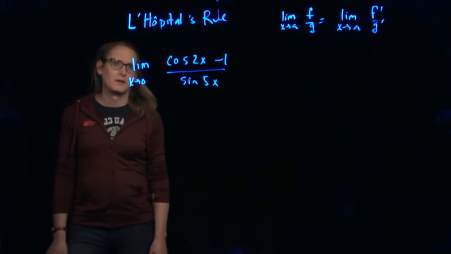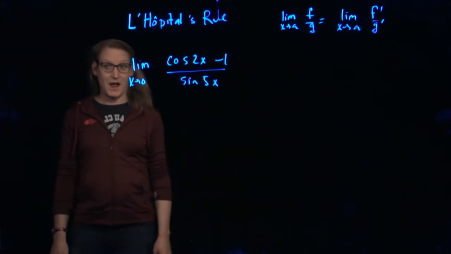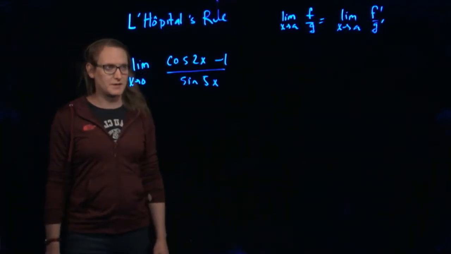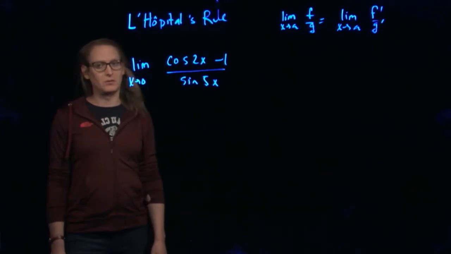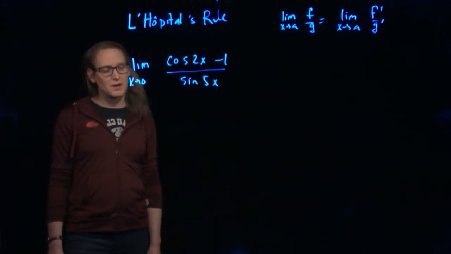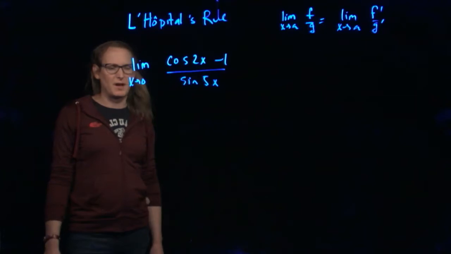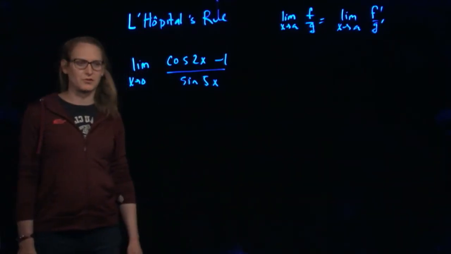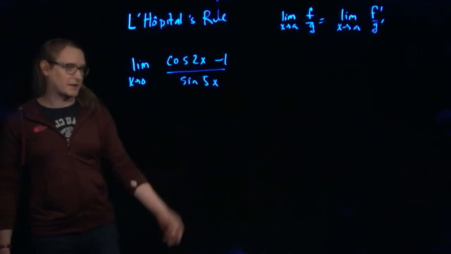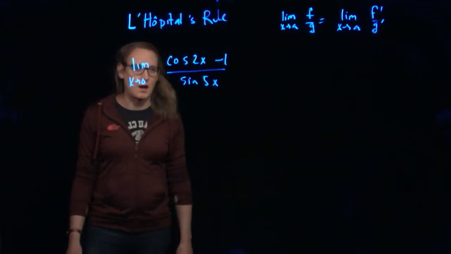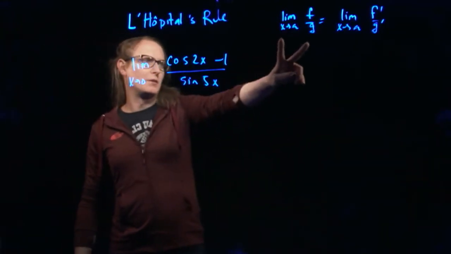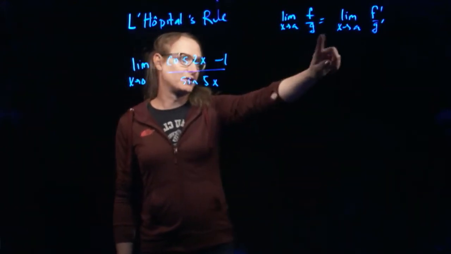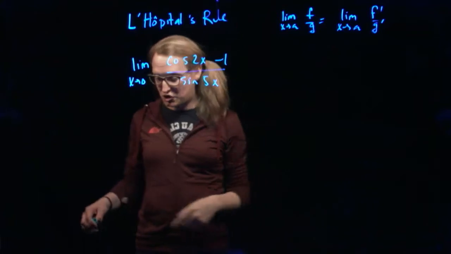Hello. I'd like to spend some time with you today talking about L'Hopital's rule, a rule in calculus that helps us compute limits of ratios of functions. It also appears as ratios of products of functions in certain circumstances, but we're going to stick to this circumstance as much as we can. So it says that the limit as x approaches a of f over g is equal to the limit as x approaches a of f prime over g prime.